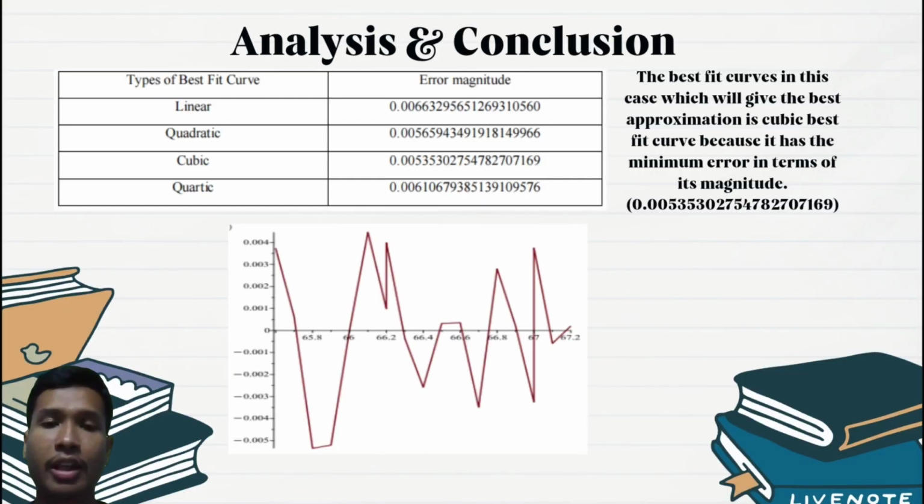Okay, now the table shows the analysis for the equations and the value of error. The analysis shows that the cubic model has the least error magnitude while the linear model has the most. In conclusion, the best fit curve in this case, which will give the best approximation, is the cubic best fit curve because it has the minimal error in terms of its magnitude, which is 0.005353027547827071169. That's all for my presentation.